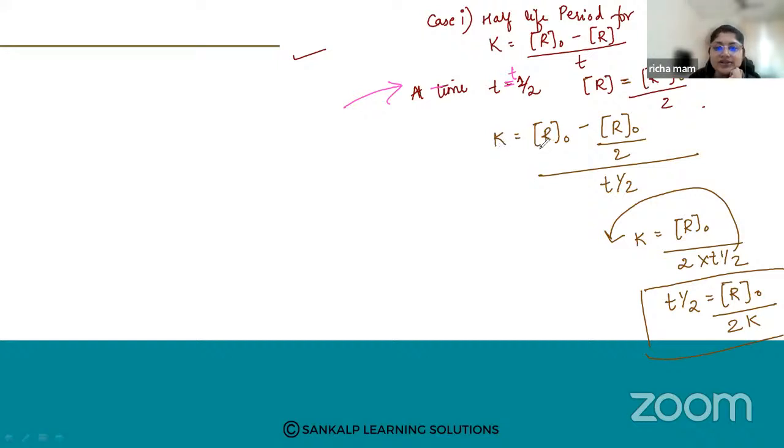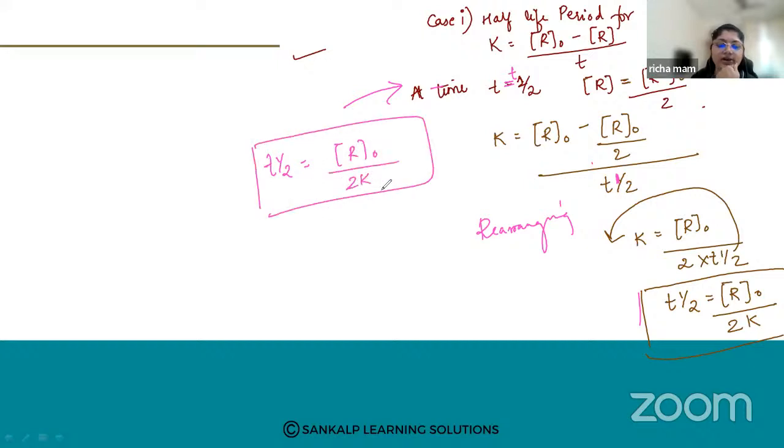So the rate constant is equal to R naught minus R naught by 2, the initial concentration, divided by T half. Just rearranging the things, we get the T half for zero order will be R naught by K. So this is the formula for zero order reaction.